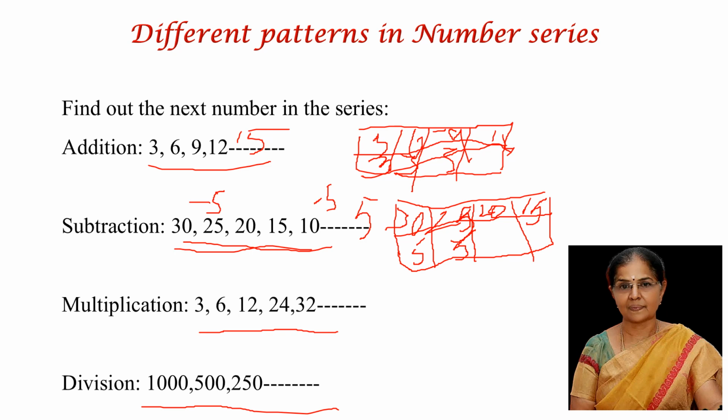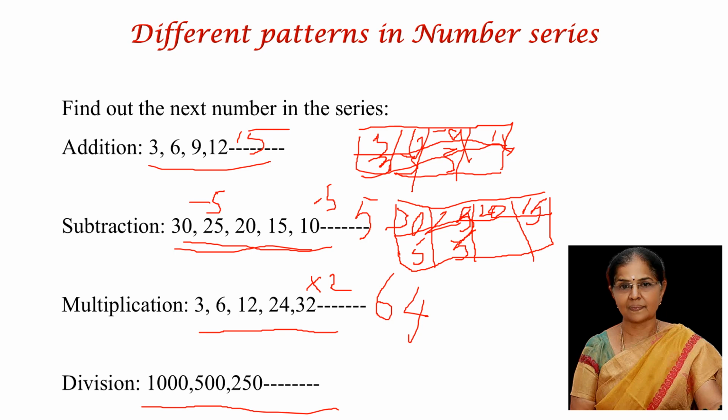And the next in the series, see 3, 6, 12, and here is the increase. So it should be multiplication or addition, and the increase is very fast. 3 becomes double and 6 becomes 12, again double and again double. So it is multiplication by a constant number 2. So what should be the next last number in the series? 32 into 2, it is 64.